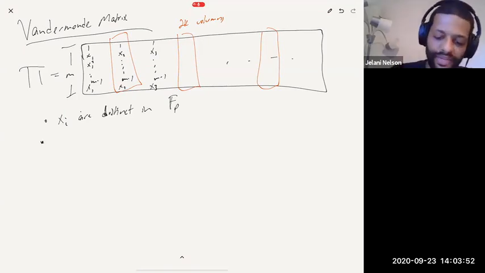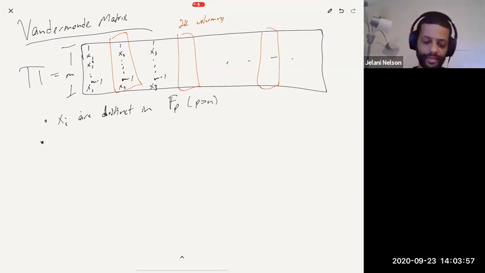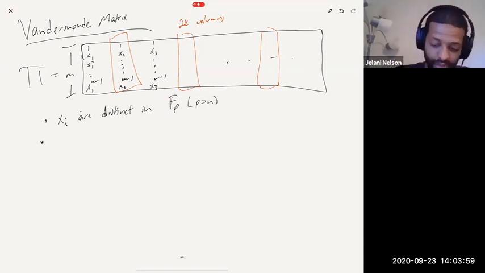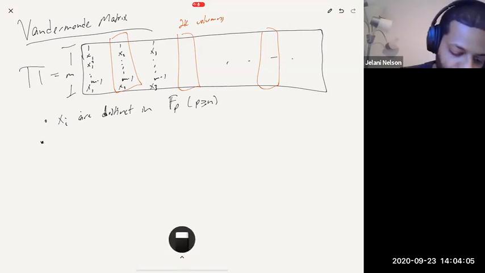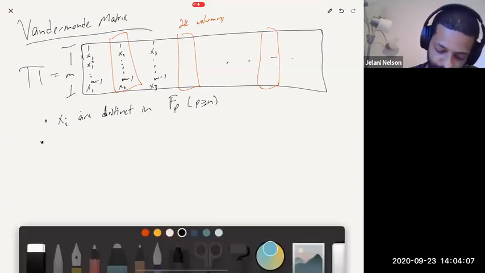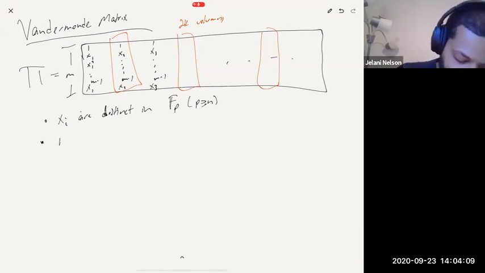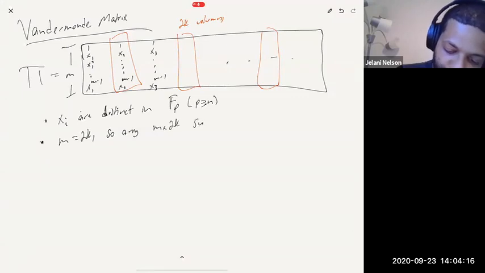So notice that this already means that I need p to be bigger than n, for this to be possible, or at least n anyway. I'll choose m to be 2k, so any m by 2k submatrix is a square Vandermonde matrix.